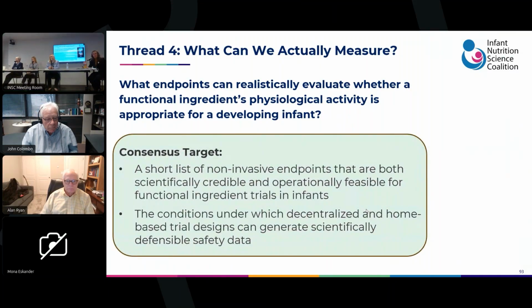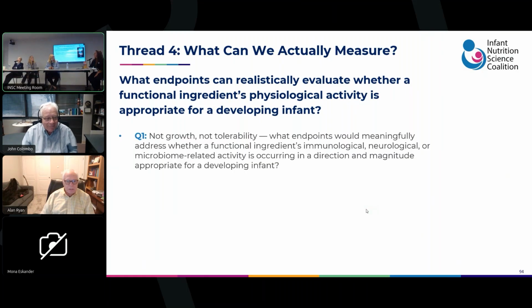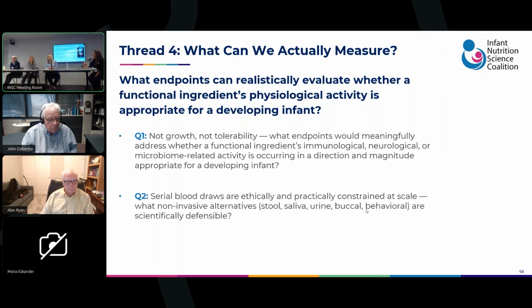If at all possible, it'd be cool if we had a short list that we could develop here today, but I'm not sure if that is possible. We'll see. And the conditions under which decentralized and home-based trials might be beneficial for generating scientific data. Okay, so let's start with that. Just looking at these endpoints, and maybe we can start with that. Do we have that second question up here already?